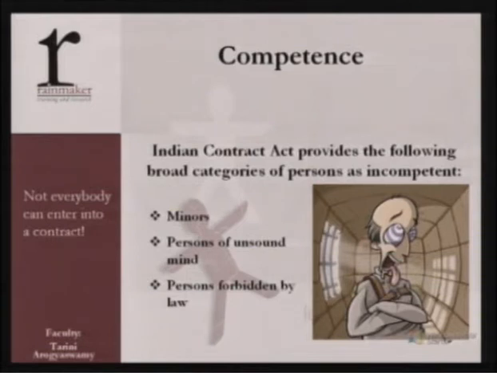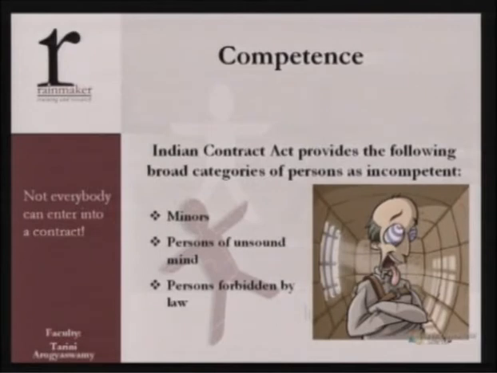The categories are, under the Indian Contract Act, minors, mostly considered under 18 unless the court has given the minor under 18 a guardian, at which point it becomes 21. Persons of unsound mind, those who cannot make the decision and rationally judge the effect of that decision on their interests. And other people who are forbidden by law. There are certain exceptions.